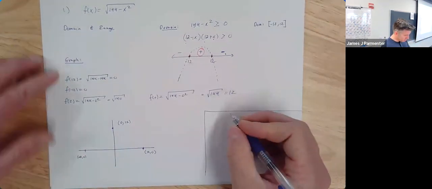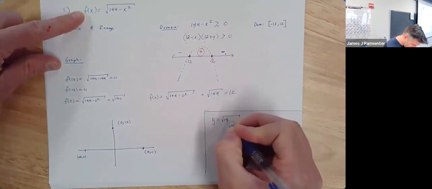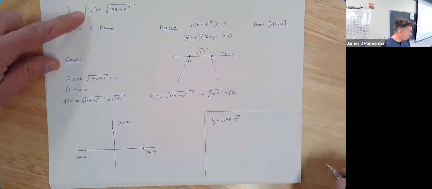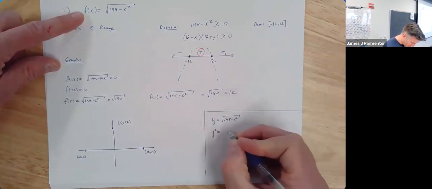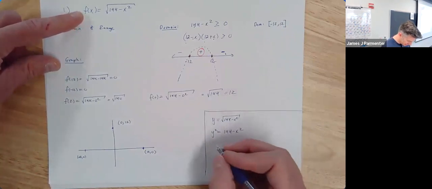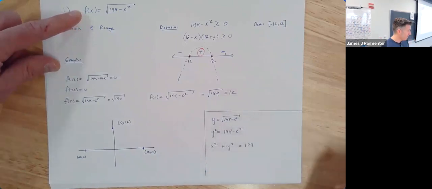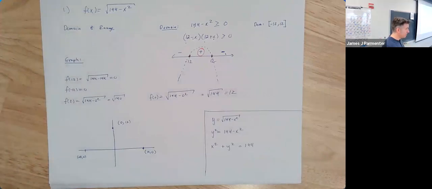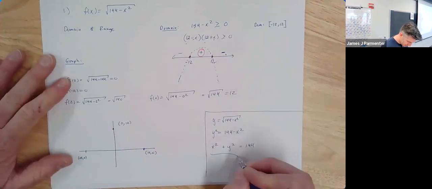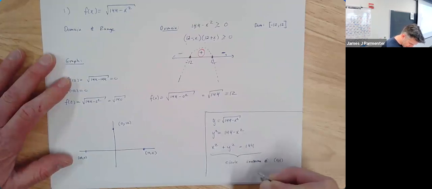If you look at, I'm going to use y instead of f(x), y equal to the square root of 144 minus x squared. If we square both sides, we get y squared equal to 144 minus x squared. And if we add x squared to both sides, we get x squared plus y squared equal to 144. And that's exactly the equation of a circle centered at the origin with a radius of the square root of 144. So this is a circle centered at (0, 0) with a radius of 12.